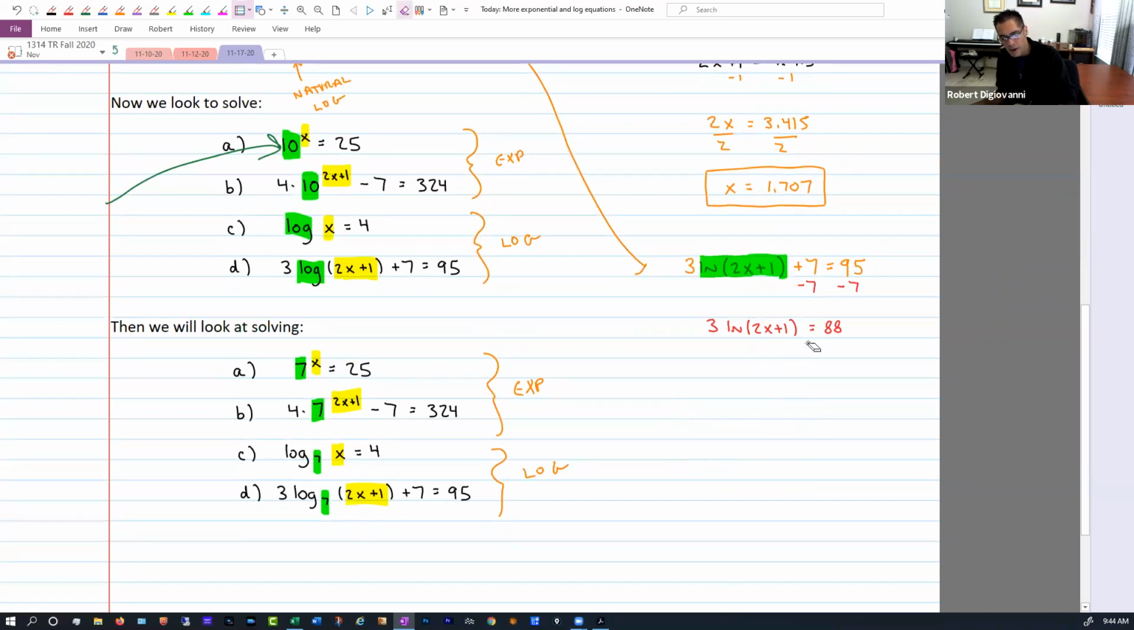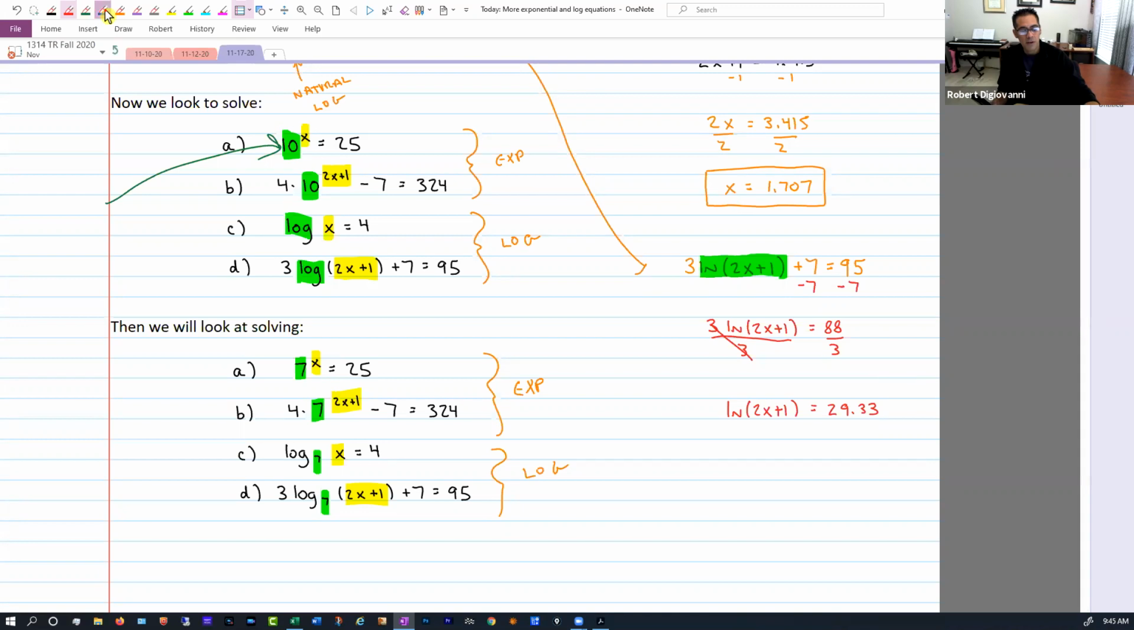Next step, divide by 3 on both sides. To get rid of that 3 there, you'll have natural log of 2x plus 1 equals 88 divided by 3. You'll get a repeating decimal here, so I'm just going to put 29.33. And now the very important step, we've got the natural log isolated. We want to kill the natural log off, so we have to come in with the e.